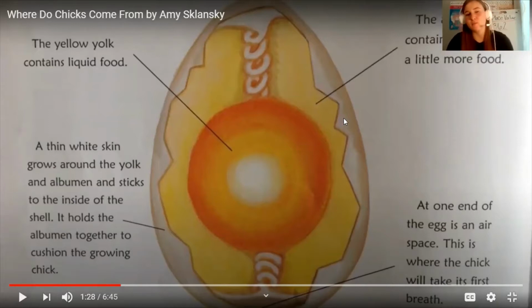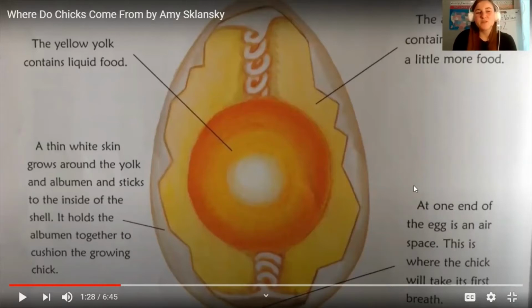I want you to take a moment to read the page again. Just read through this page again. The yellow yolk contains liquid food. The thin white skin grows around the yolk and albumin and sticks to the inside of the shell. It holds the albumin together to cushion the growing chick. The albumin contains water and a little more food. At one end of the egg, there is an air space. This is where the chick will take its first breath.